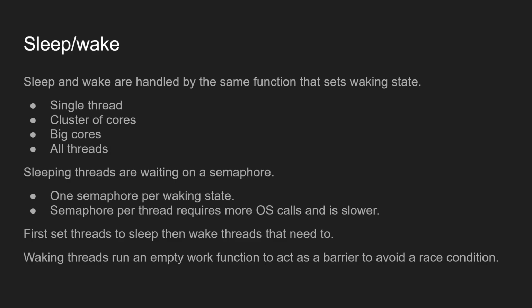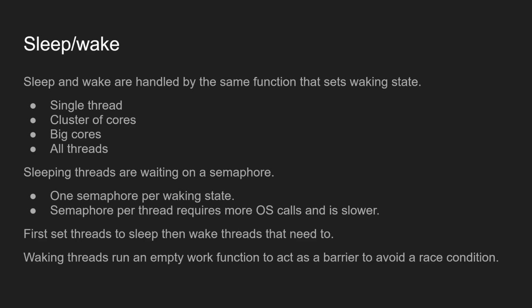Putting threads to sleep and waking them up is done through a single function that's passed in the target waking state. To reiterate from before, I have 4 different waking states. There's a single thread being awake, a cluster of cores, the big cores, or all threads. When I say that a thread is asleep, it means that it's waiting on a semaphore. A semaphore is an operating system primitive where when a thread is waiting on a semaphore, the operating system is free to schedule other threads in its place. Whenever the semaphore is signaled, then the thread will wake up and will continue execution from that location.